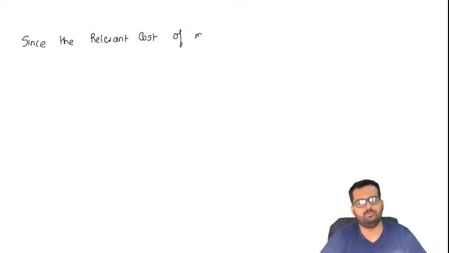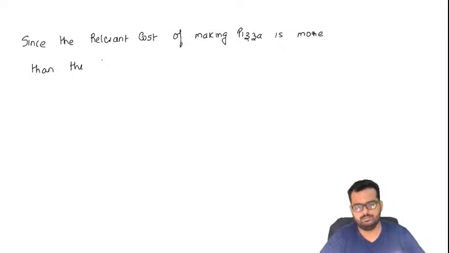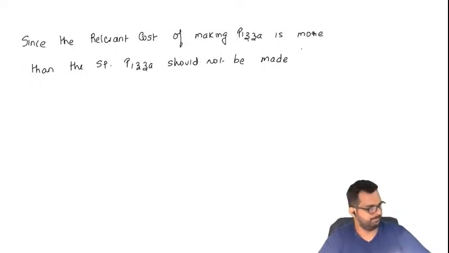Alright friends, have you put up till here? So you can write down: since the relevant cost of making pizza is more than the selling price, pizza should not be made. Pizza should not be made. Can you write down this in your books now, friends?